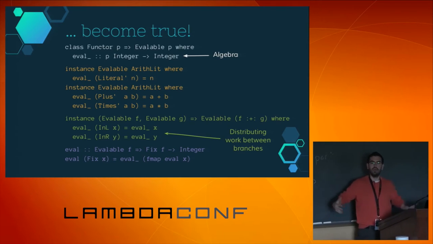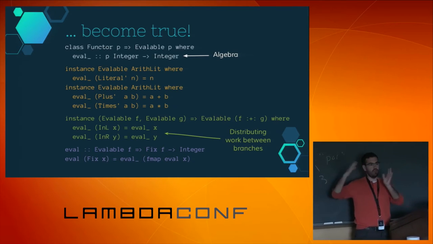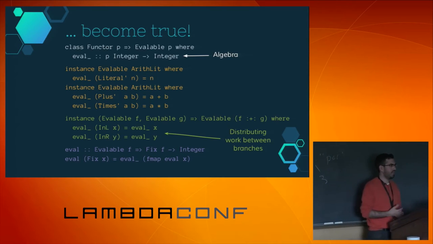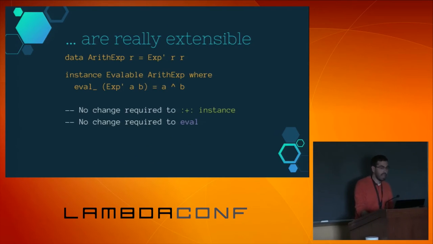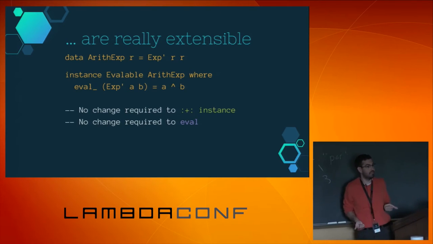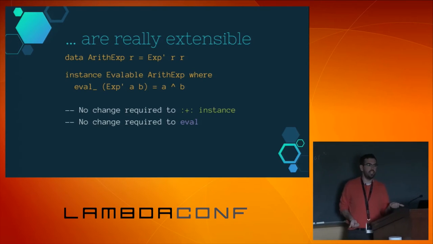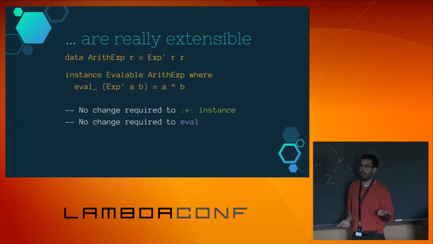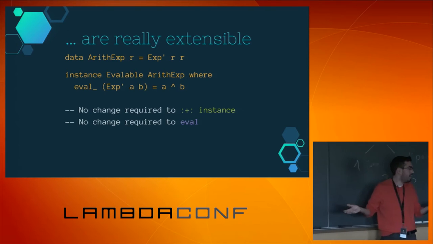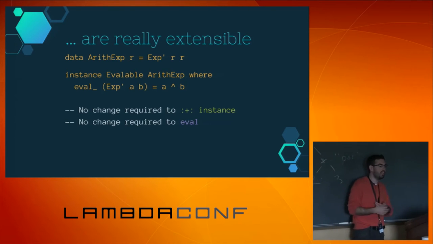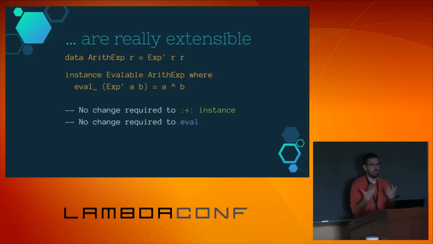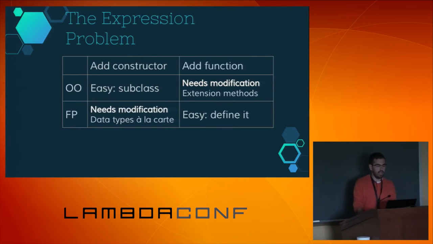You just have to think beforehand that your data type is going to be extensible. So you write it as a pattern functor. And then you can combine them and get extensible functions. And actually, these functions are really extensible. So if you now add exponentiation, you add the functor, you add the instance for evaluation, and then you don't have to change anything. You don't have to change the instance for combination. You don't have to change eval. So eval is still the same stuff. So I think this is pretty cool.